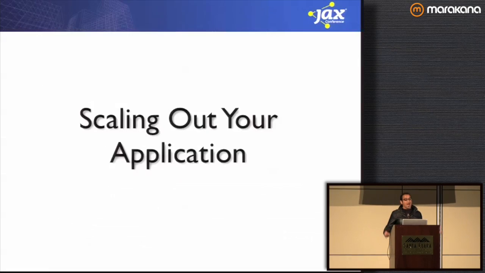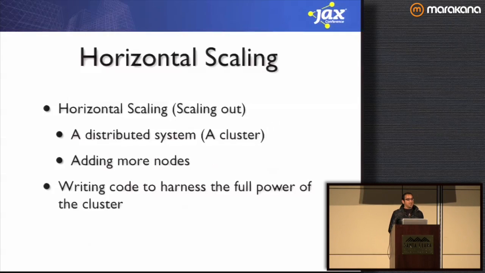Now, scaling out this application. When we say scaling out, we talk about horizontal scaling, which means that we have a cluster or a distributed system, and we scale it by adding more and more nodes. What this implies is that instead of writing code to harness the full power of the machine, we need to write code to harness the full power of the cluster.